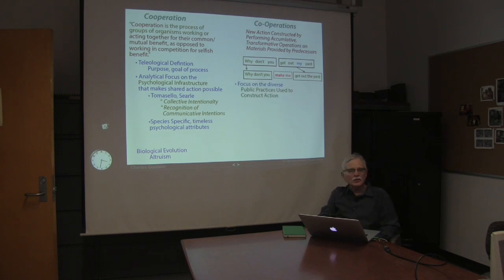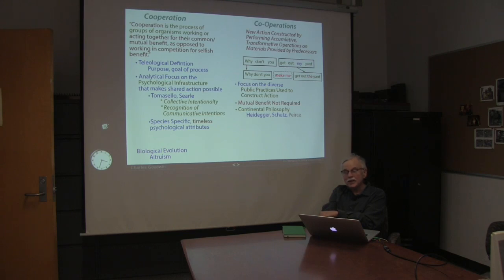And instead of trying to look in the first place at the psychological infrastructure, I want to look at the diverse public practices that are used to constitute action. I think that you might get a psychological infrastructure from that. It might grow out of it. But I don't think that the first place to look is the psychology of individuals, but instead public practice. Mutual benefit is not required. A soccer goalie's ability to stop a goal requires the actions of the person whose goal is being stopped. That isn't for the benefit of the guy who's not making a goal. Even warfare.